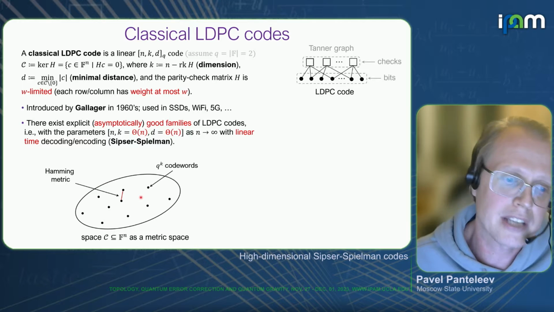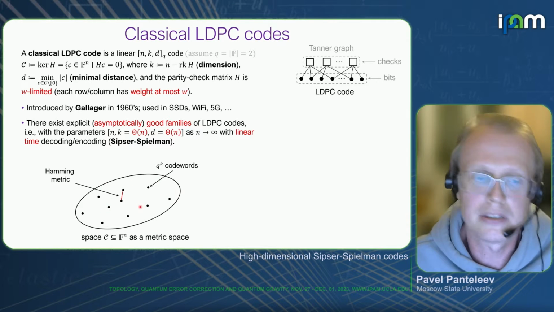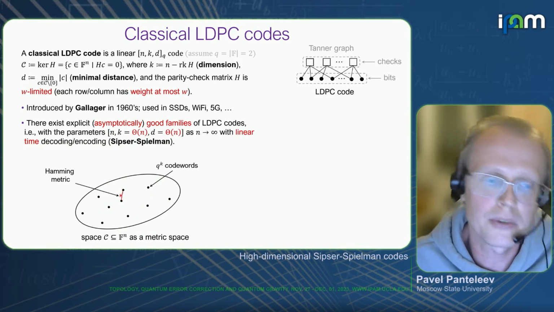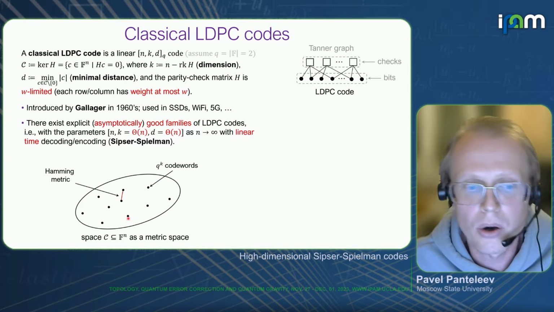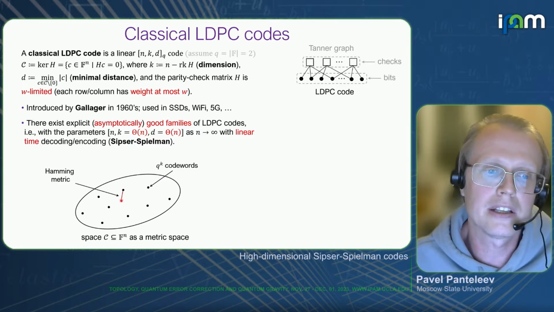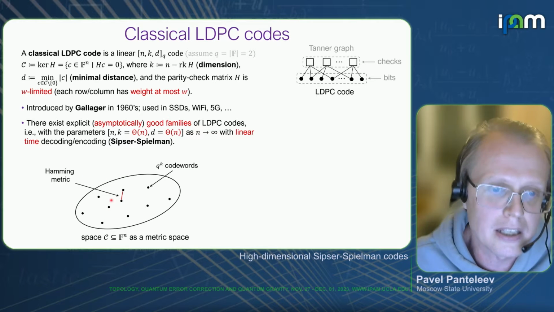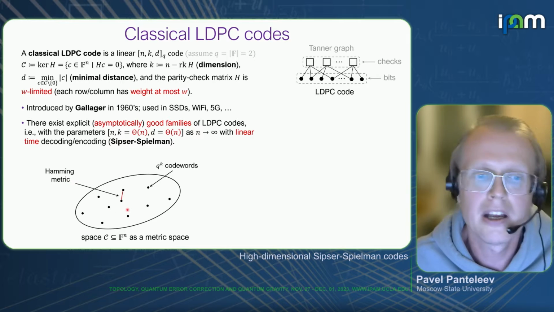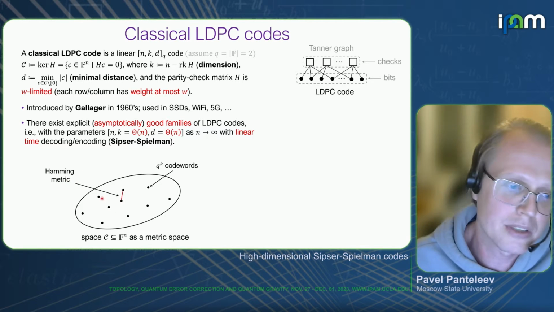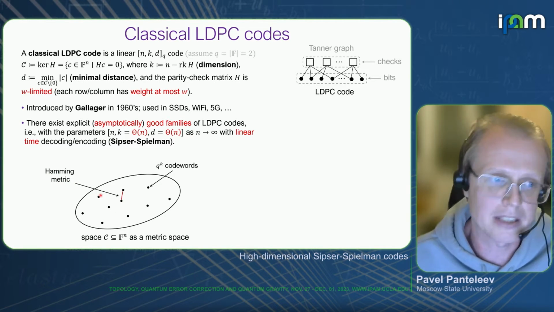And the minimum distance has a very nice geometrical description as a minimal distance between different code words, if we consider all the solutions to this linear system as some subspace in this Hamming metric space, where the distance between different bit strings is just a standard Hamming metric.